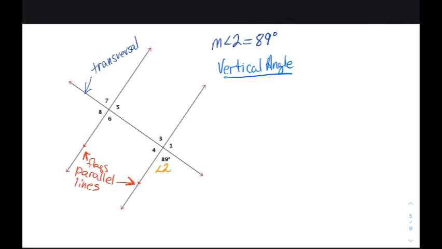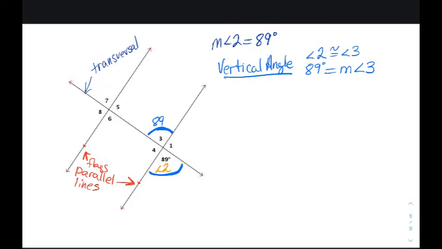All right, so if we look at this angle 2 that we've identified here, we should recognize immediately that angle 3 is a vertical angle to angle 2. And since that would be the case, angle 2 is congruent to angle 3. We also know that if angle 2 is 89 degrees, then the measurement of angle 3 is also 89 degrees. And that is by the definition of a vertical angle.